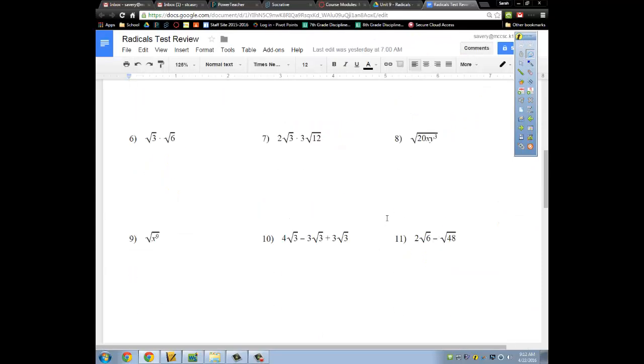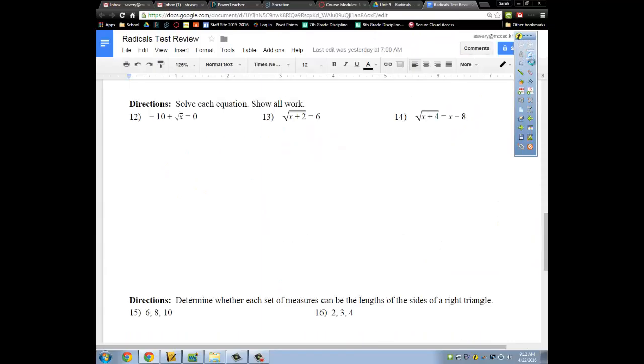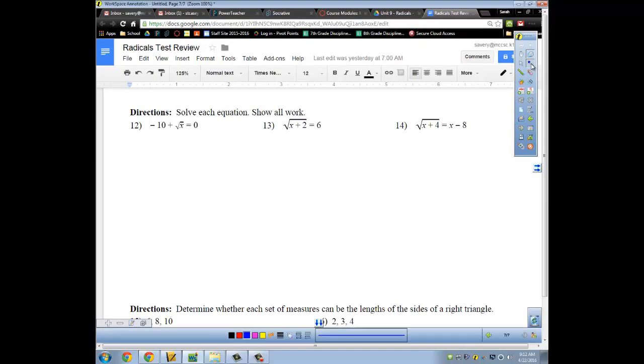Then on the back, these three we're going to solve. Remember, we always want the square root part to be by itself, so I'm going to add the 10 to the other side to get square root x equals 10. Once you have the square root symbol by itself, you just square both sides to get rid of it. So we're left with x equals 10 squared, which is 100.